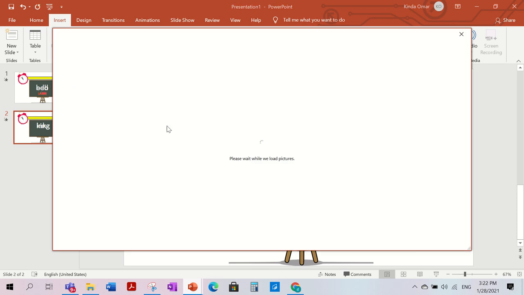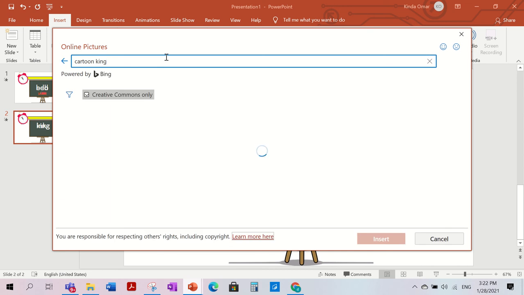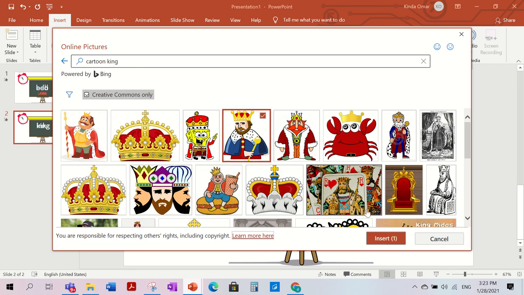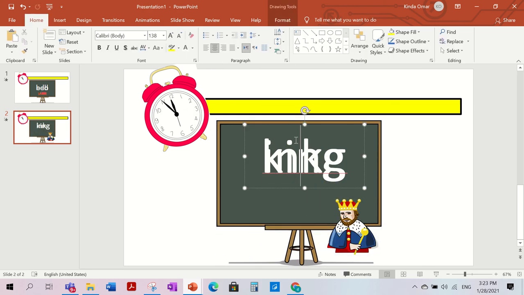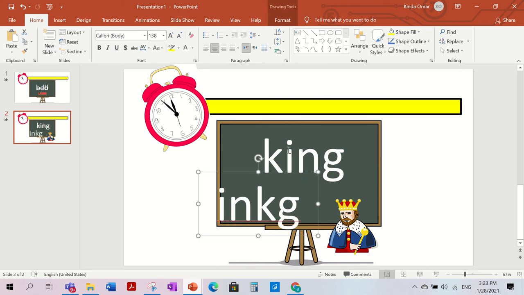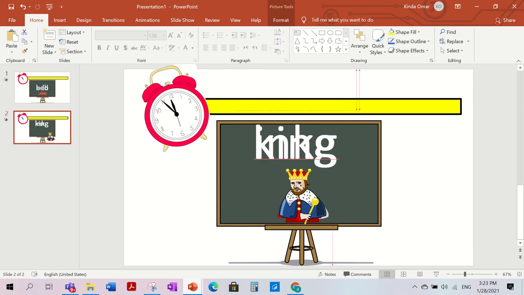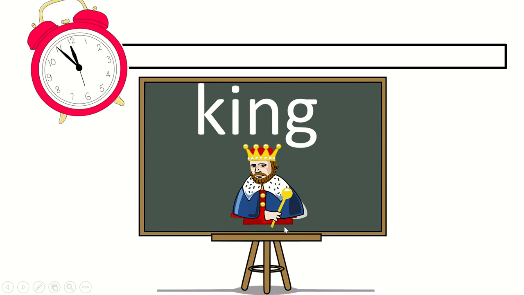So, Pictures, Online Pictures. What did we want? Oh, cartoon king. Okay, so this is the picture I'm choosing. But this time, since this picture is big, I'm just going to make the text boxes a little higher so that they can fit under. Okay, just like that. We'll move this right here. But if you do this, then the picture will already be there, so we don't want that.